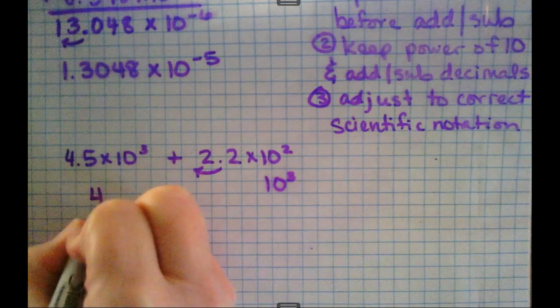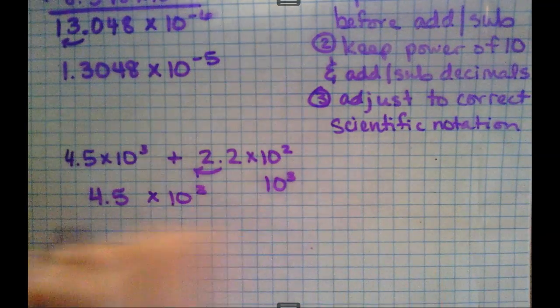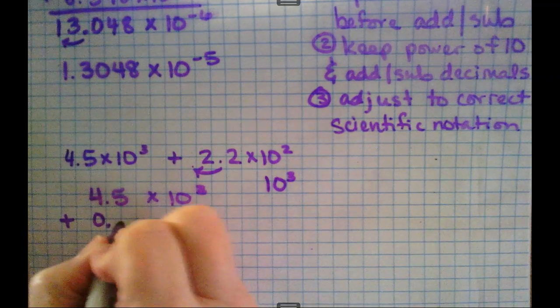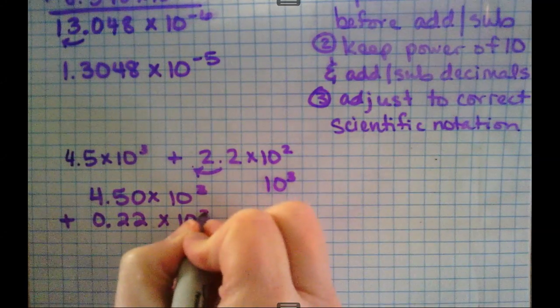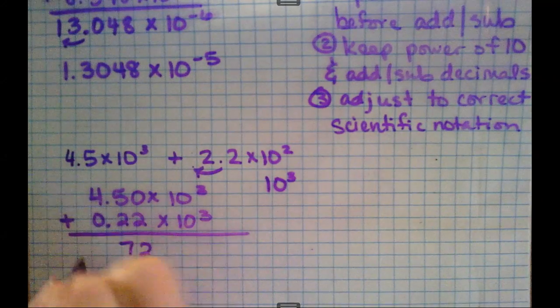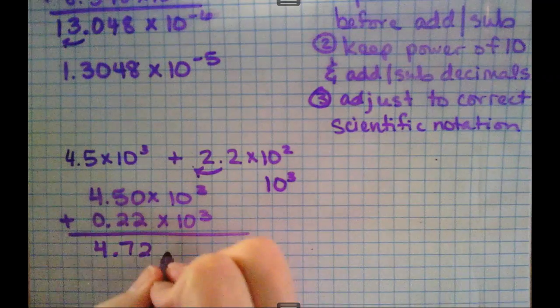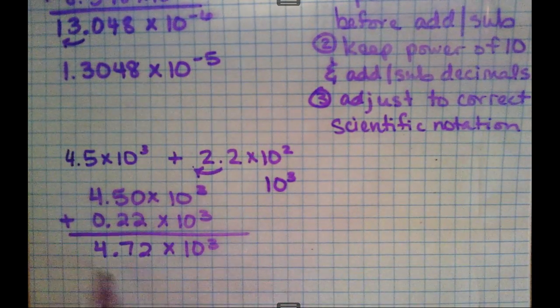So I could rewrite this as 4.5 times 10 to the third plus, now my decimal has moved over here, so I have 0.22 times 10 to the third. I add these together, 2, 7, 4, bring my decimal straight down, 4.72 times 10 to the 3. I keep the power of 10 the same. This one is one digit. Everything is in the correct format, so that is my final answer.